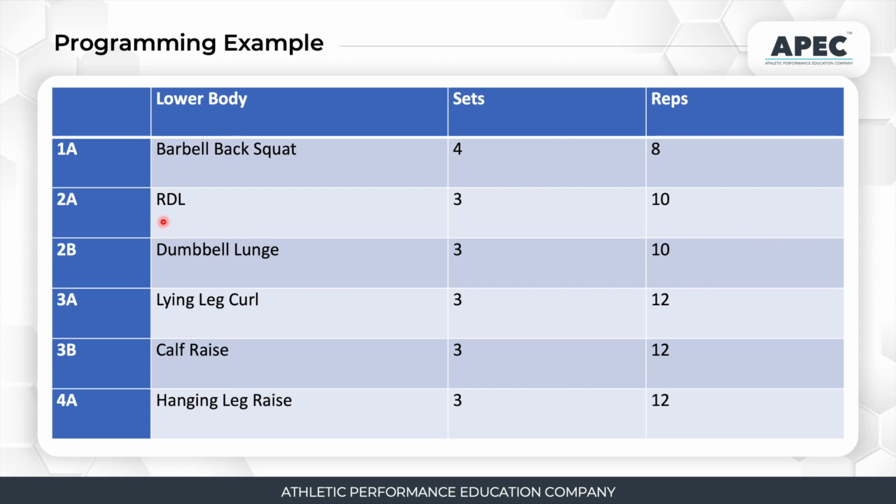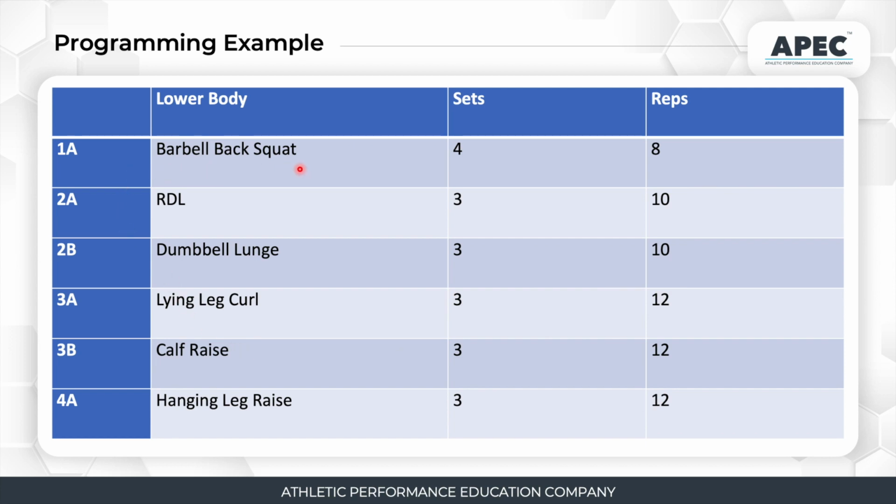Then we have our assistance lifts: an RDL, which is 3 sets of 10 repetitions, supersetted with dumbbell lunge, 3 sets of 10 repetitions. And then at the end of the program, we've done a tricep where we've programmed lying leg curl, calf raise, and hanging leg raise for 3 sets of 12 repetitions. So let's go back and look at how we've achieved our PAA system.